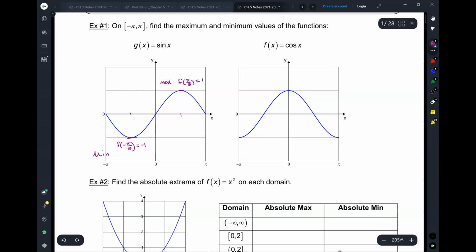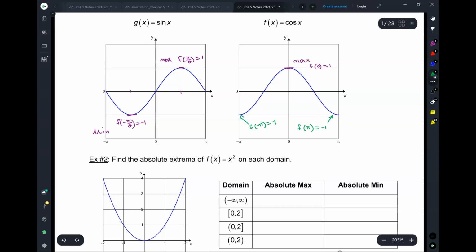Now, here, there is a maximum, right? f of 0 is equal to 1. And then there are minima at negative pi and pi. Look at the y values. They're both equal to each other, so they're equally minimum values. So here, I say these are the minima. It's f of negative pi equals negative 1, and f of pi equals negative 1.